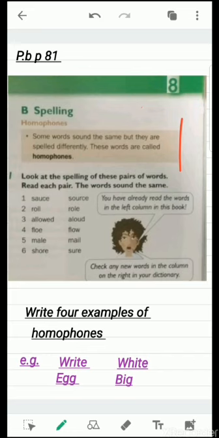بما أن التهجئة اختلفت المعنى سيختلف وأيضا نوعها من الكلام سيختلف. فقط المتشابه هنا the sound الصوت متناغم. These words are called homophones, so they are homophones. Now we have here a group of homophones, pairs of homophones. We have source, roll, allowed, flow, male, and shore. As a homework, I need you to write 4 examples of homophones from your own creation.